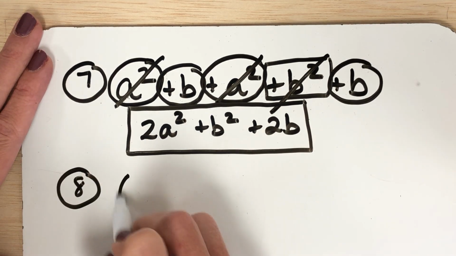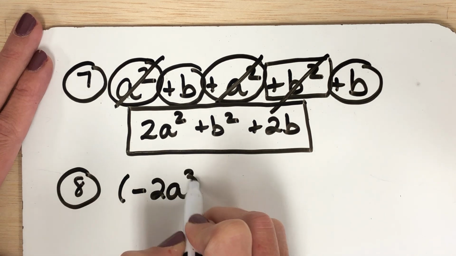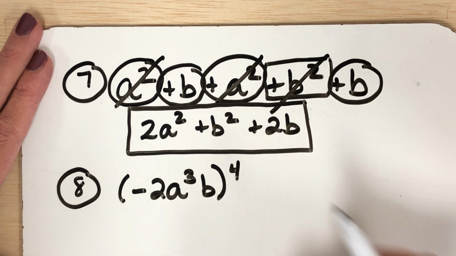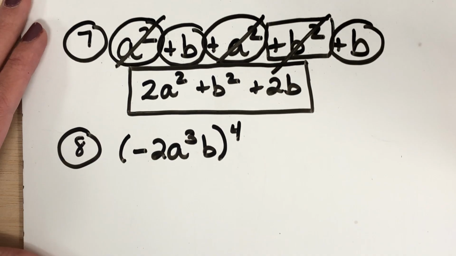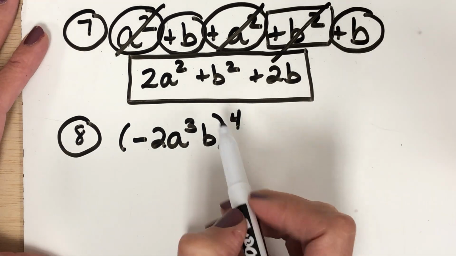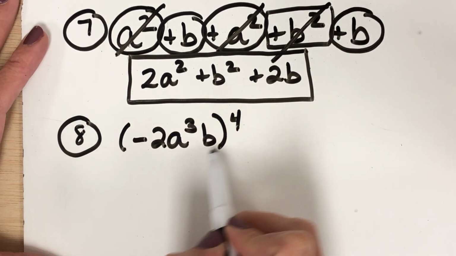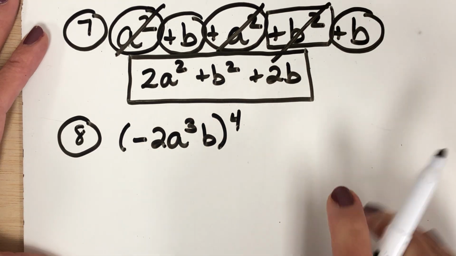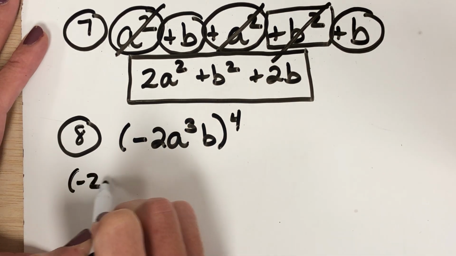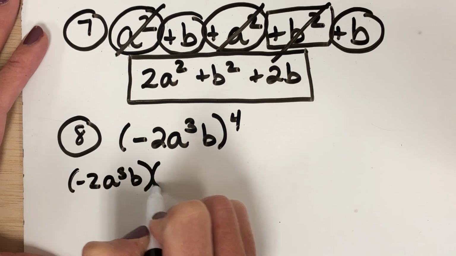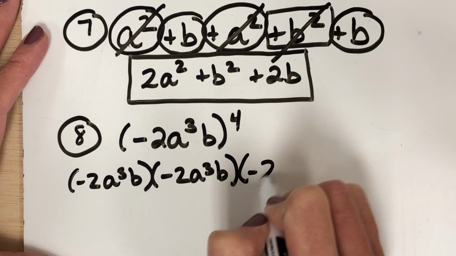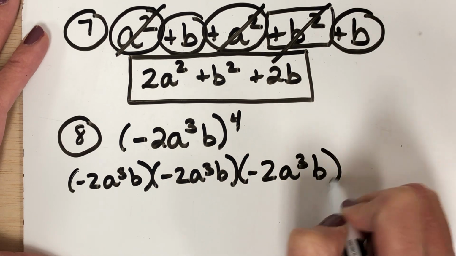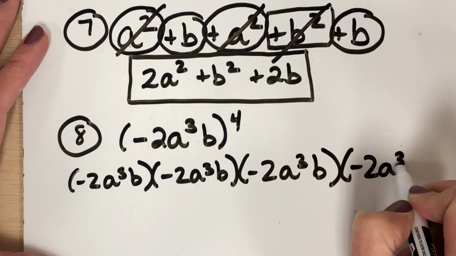Number 8, I have negative 2a to the third b to the fourth power. I'm going to write this out the long way, and then I'm going to do a shortcut, but the shortcut won't work unless you understand how to do it the long way. This fourth power means this whole thing is being multiplied by itself 4 times. So I would get negative 2a to the third b times negative 2a to the third b times negative 2a to the third b times negative 2a to the third b.